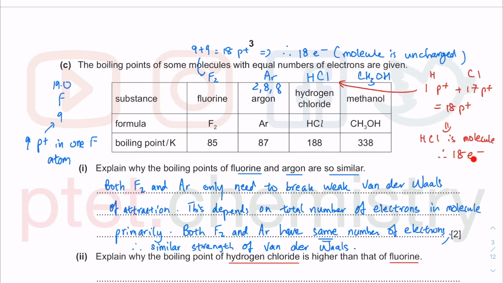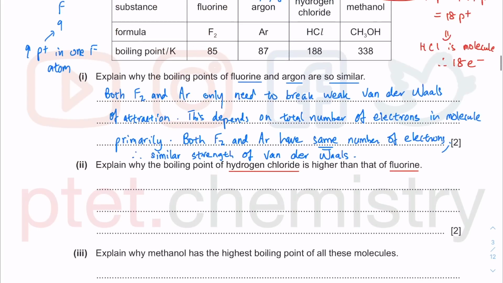therefore you must have 18 electrons in HCl as well. So having said that, 18 electrons in fluorine molecule, 18 electrons in HCl molecule, it can't be due to van der Waals forces, it has to be something else. So this one is actually a result of permanent dipole.